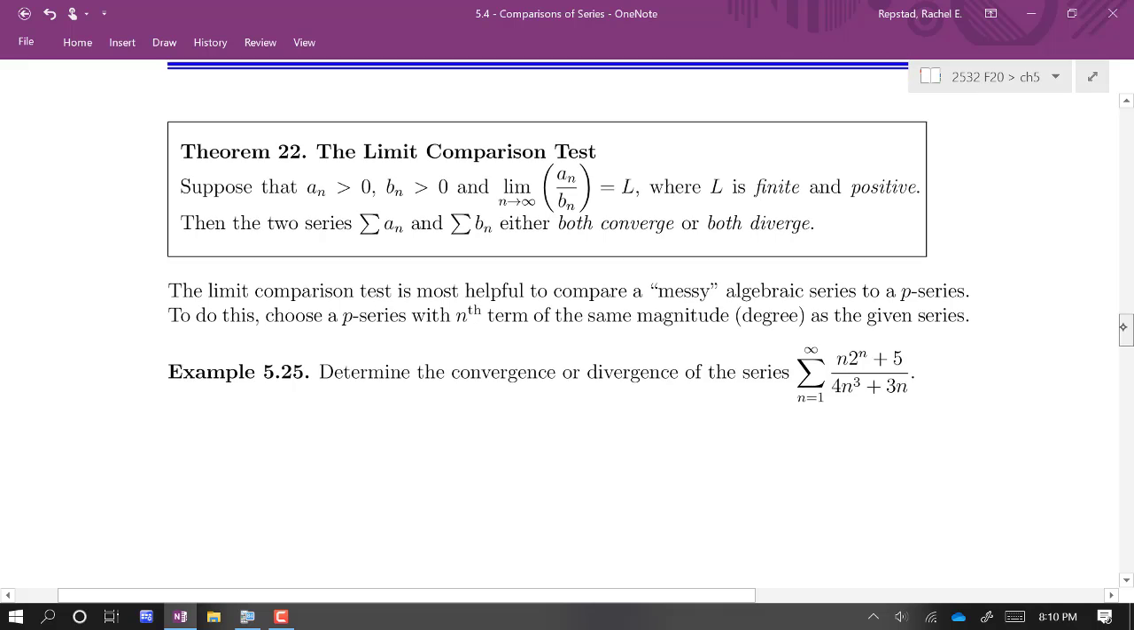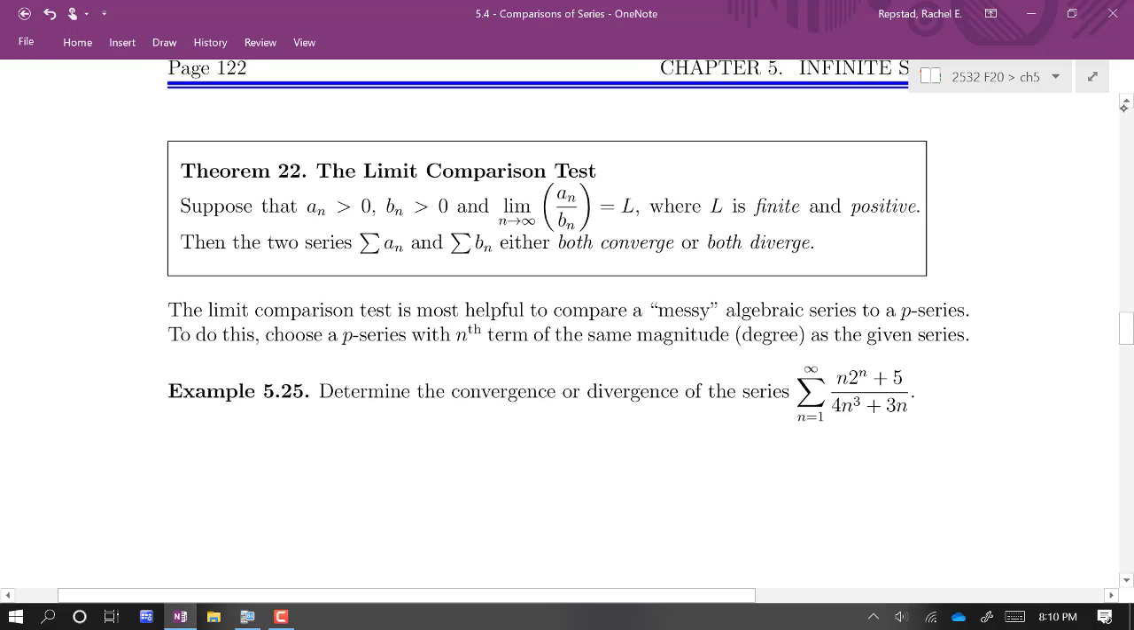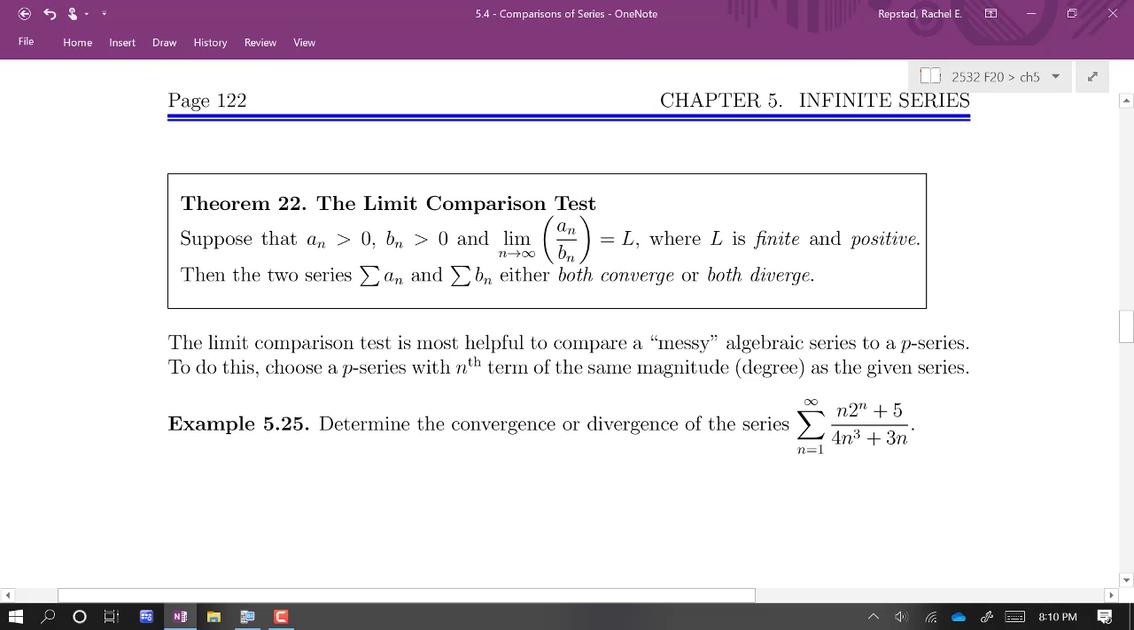All right, so we did some direct comparison. Now we're going to look at another comparison test. We call this one the limit comparison. And again, we're comparing series whose terms are all positive, or at least non-negative.